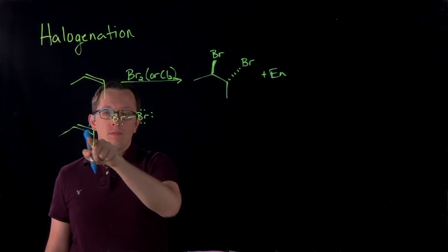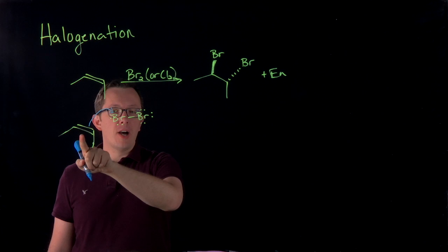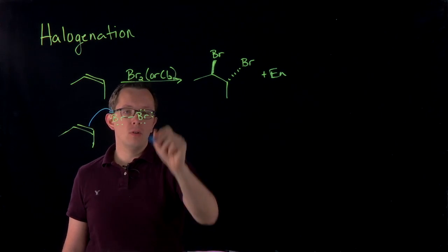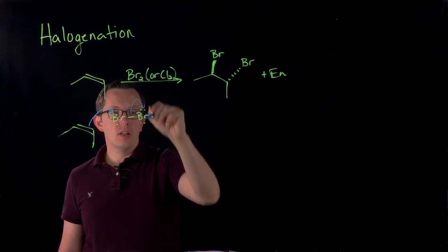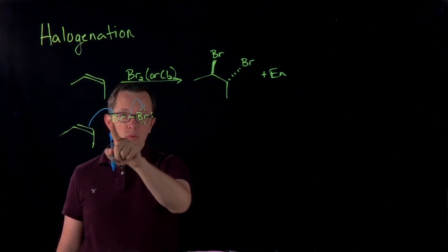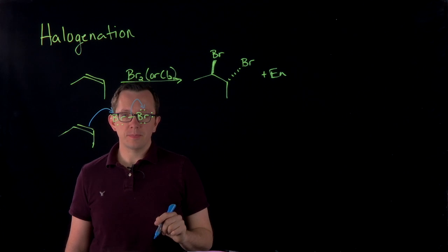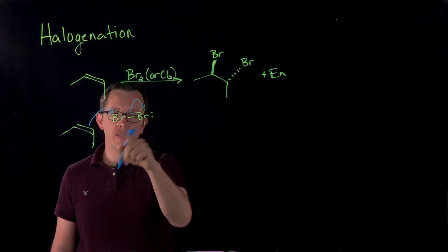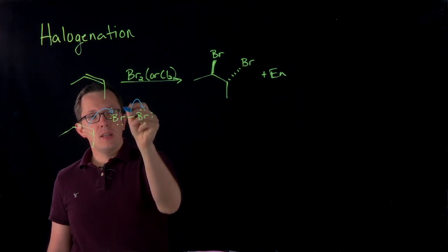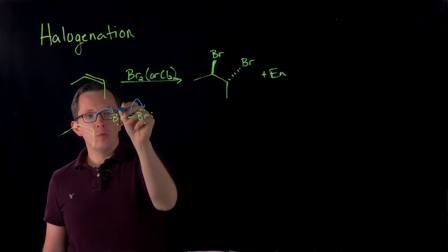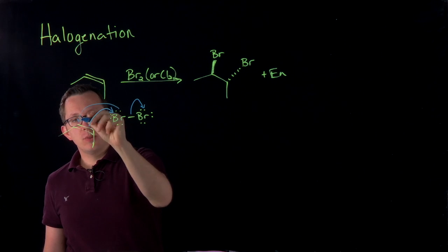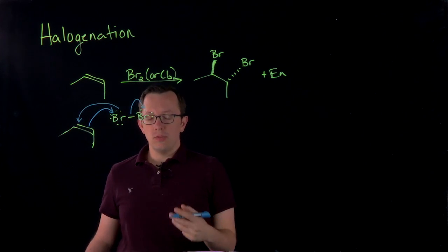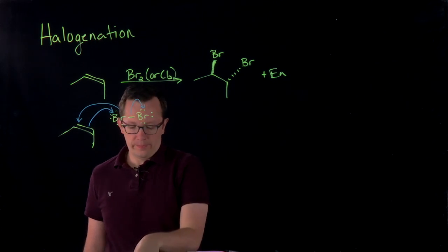So the first arrow we're going to draw is from the pi bond to one of the bromine atoms. So we're going to have a nucleophilic attack arrow, followed by loss of a leaving group. Right, so we're going to break the bromine-bromine bond. At the same time, and this is what's unique about the halogenation mechanism, the bromine atom is going to take another lone pair, and we're going to have it react with the other carbon that was involved in the double bond. And this is going to give us a very unique-looking intermediate.